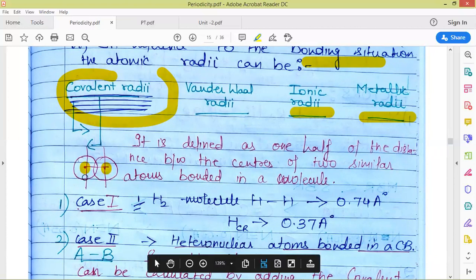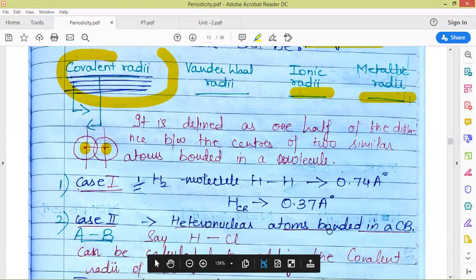So from here, if this distance AB comes out to be 0.74 angstrom, then the covalent radius, which is represented as HCr, is going to be half of 0.74, that is 0.37 angstrom.